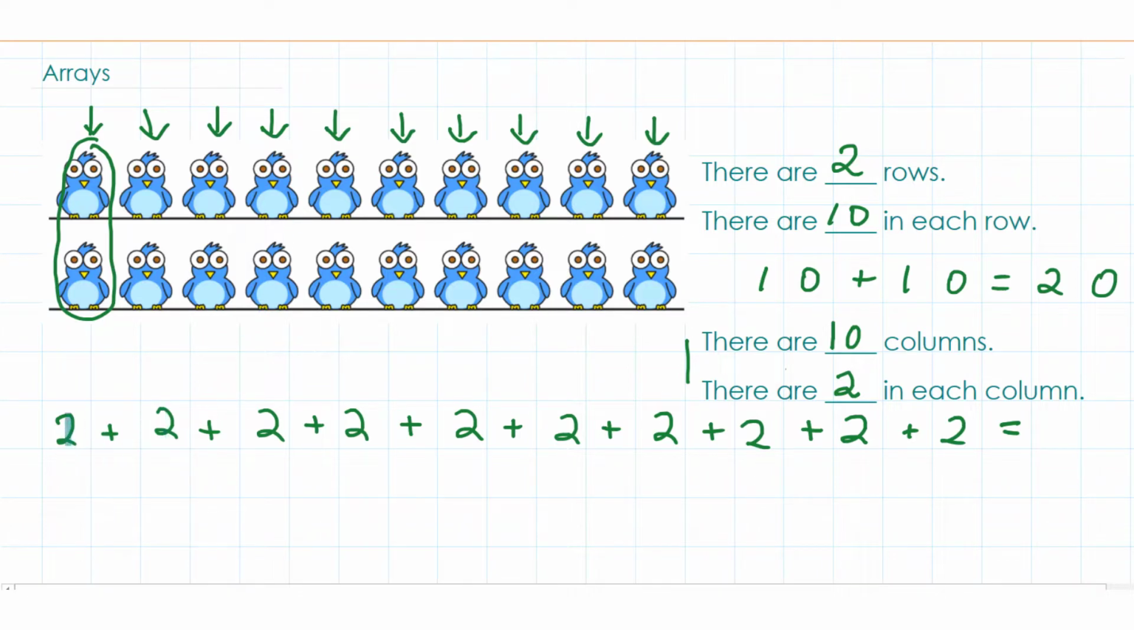So let's count in 2s. Count with me. 2, 4, 6, 8, 10, 12, 14, 16, 18, 20. There are 20 birds altogether. That's the same as we got last time.